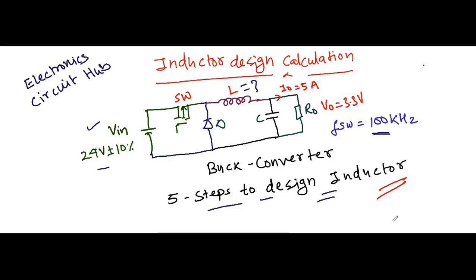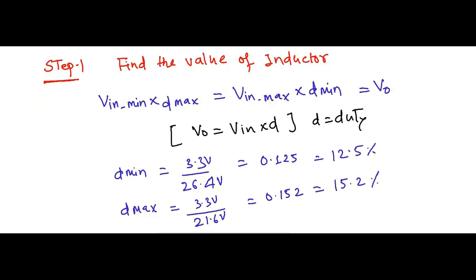So what is the first step? The first step is to find the value of the inductor. In order to find the value of the inductor, you have to apply the volt second balance for the buck converter application.